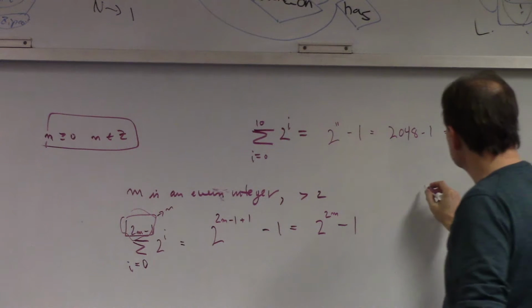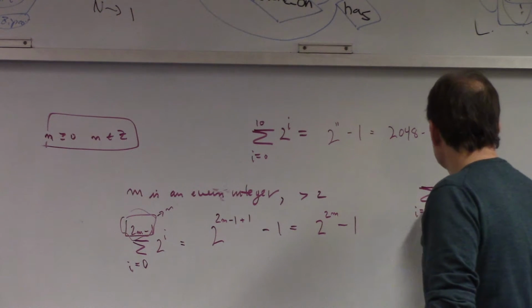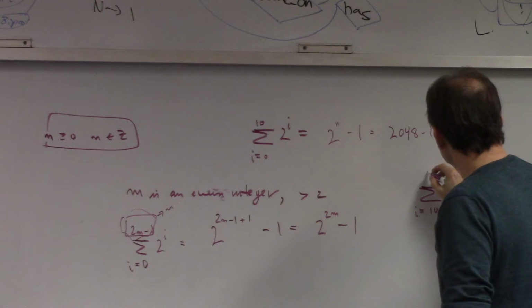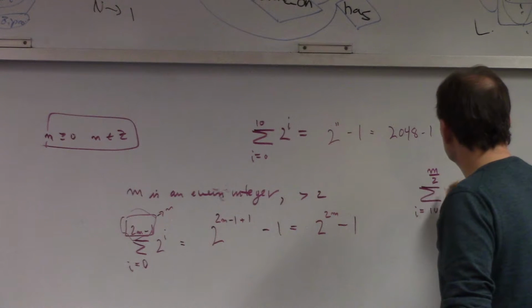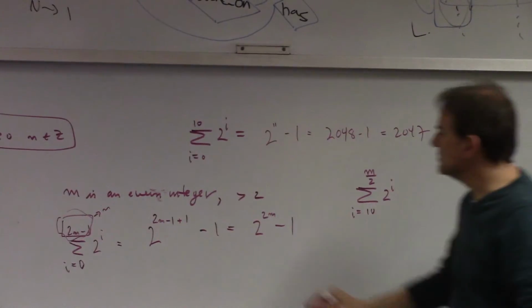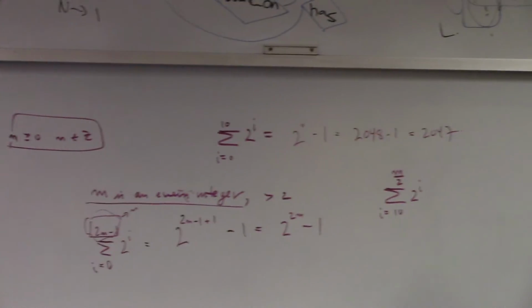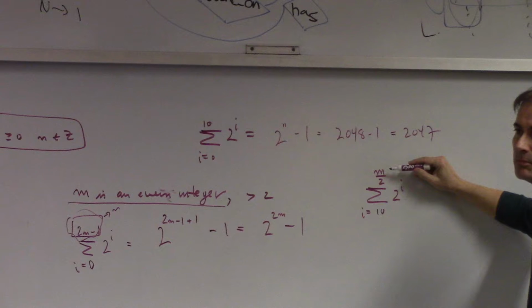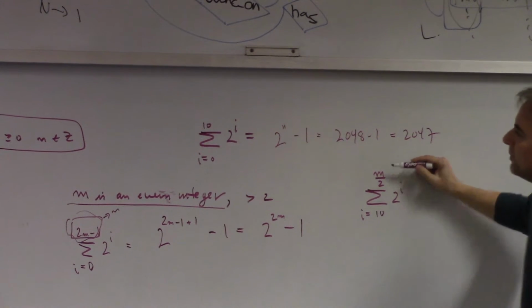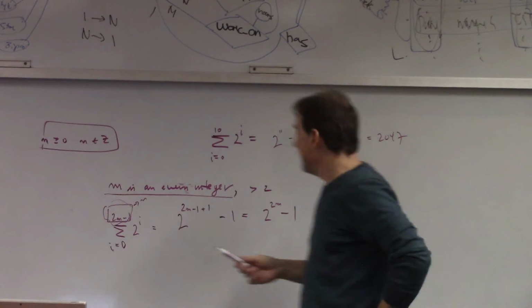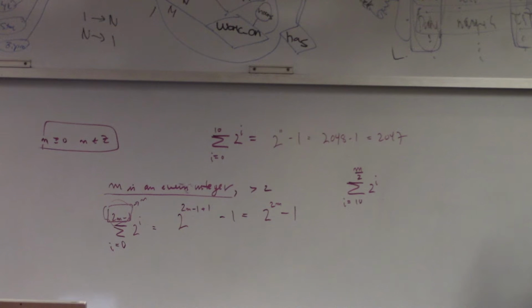Okay, now what if I have the summation, as i goes from 10 to, let's say, m over 2 of 2 to the i. Let's say m is still an even integer greater than 2. Well, if it's an even integer greater than 2, it could be 4. That means the smallest m over 2 is going to be 2. So the upper limit is still good here, right? Because it's basically 0 or higher. However, the lower limit is not equal to 0. So you cannot simply substitute directly.